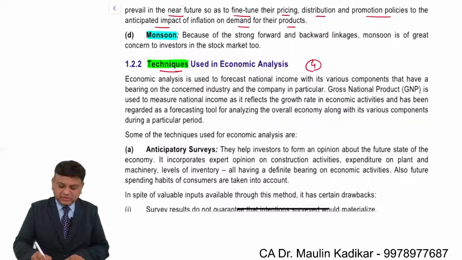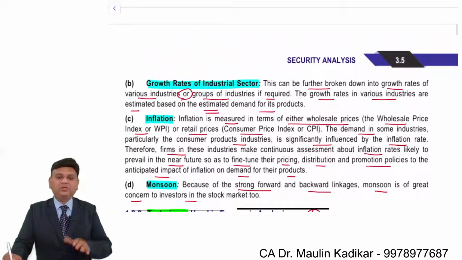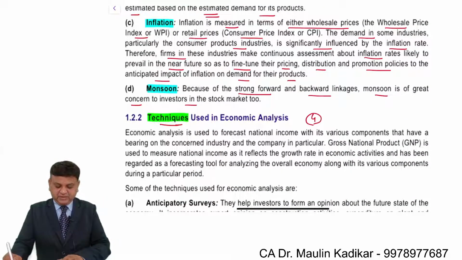Monsoon. Because of the strong forward and backward linkages, monsoon is of great concern to the investors in the stock market too. So good monsoon will definitely support a number of industries, and poor monsoon will have the adverse effect on the economy as a whole. This is what we understand.